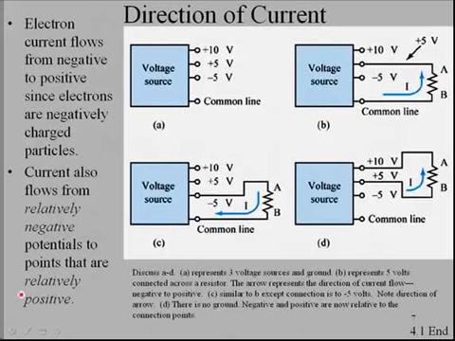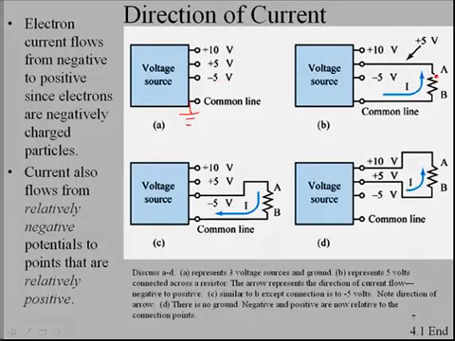Okay, direction of current. We're going to be looking at electron flow. Electron current flows from negative to positive, since electrons are negatively charged particles. The way we're going to depict this is, we'll start off in item A here, and we see a common line which we could understand to be ground, and then we have three voltage supplies, in this case minus 5 volts, positive 5 volts, and positive 10 volts.